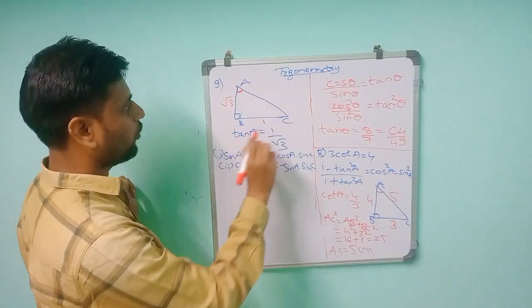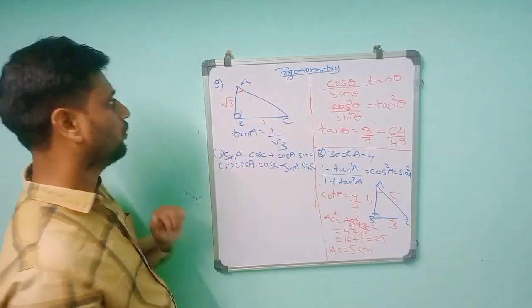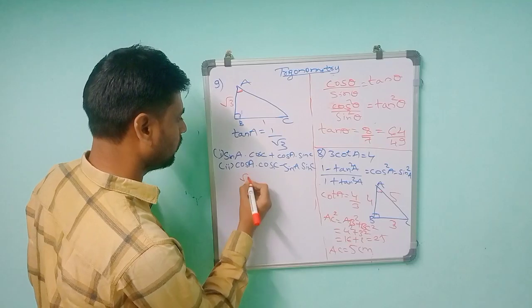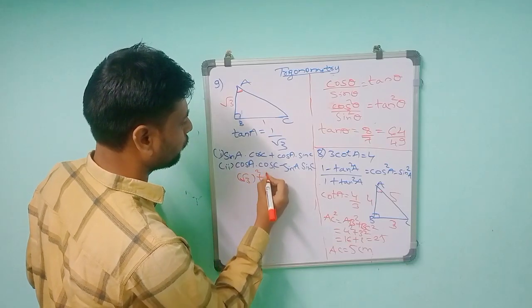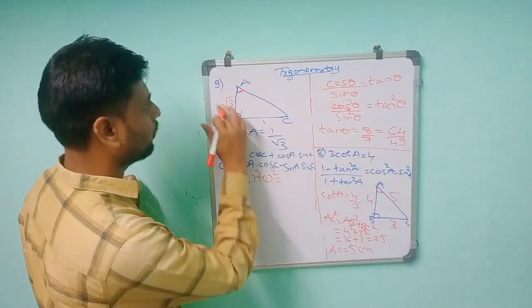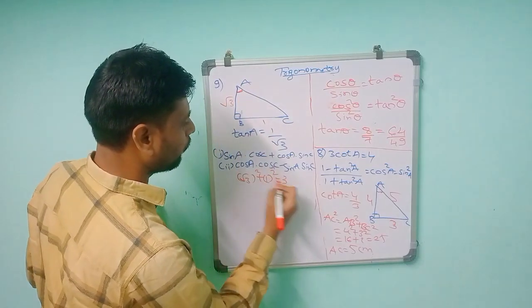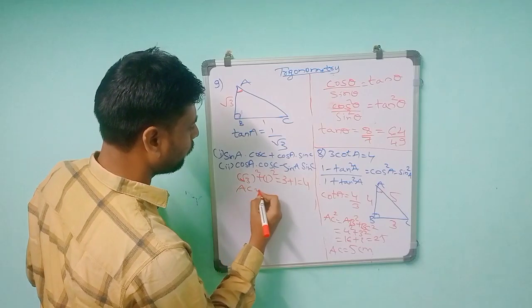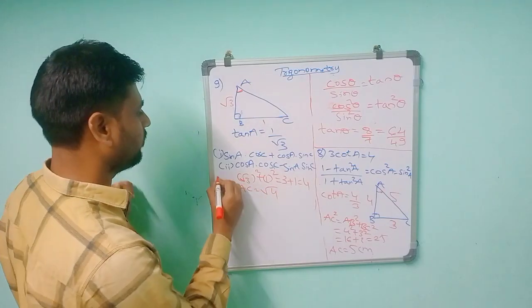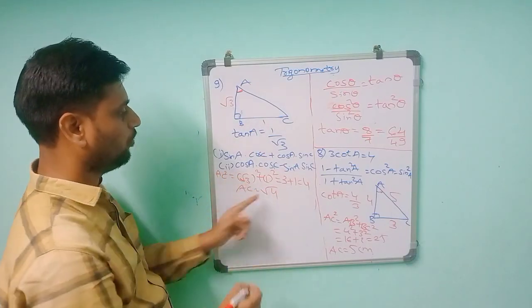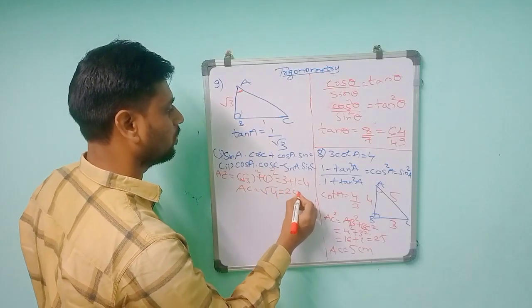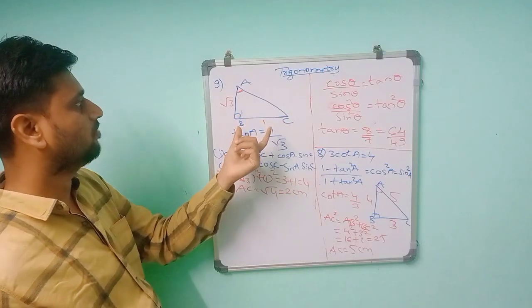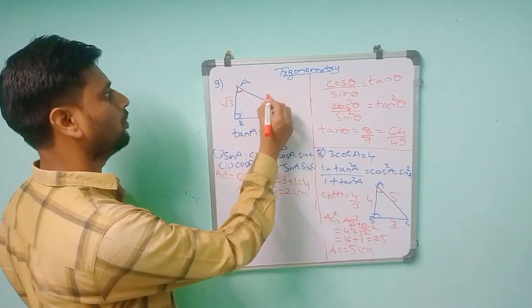Then next, you have to calculate the hypotenuse value. So root 3 square plus 1 square is equal to root 3 into root 3 is 3, 1 square is 1, 3 plus 1 is equal to 4. So AC square is 4, AC is equal to root of 4, it will be 2. If you take the values in centimeters, then it is 2 cm.